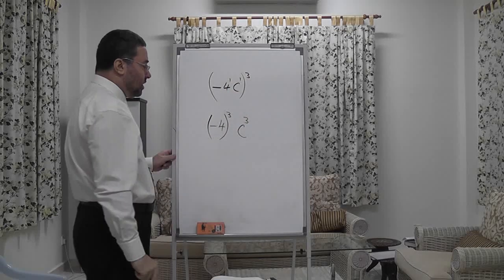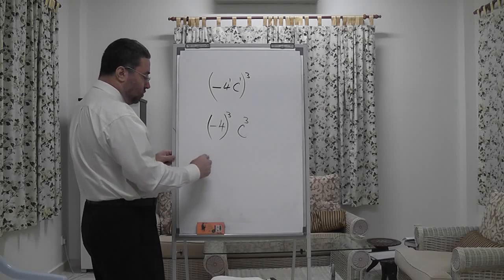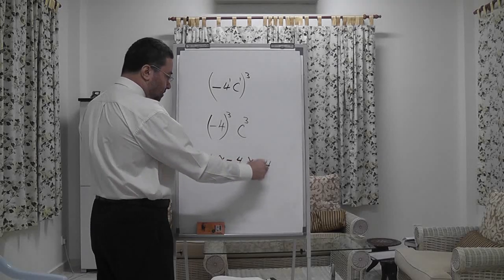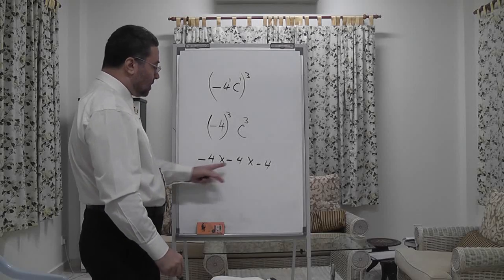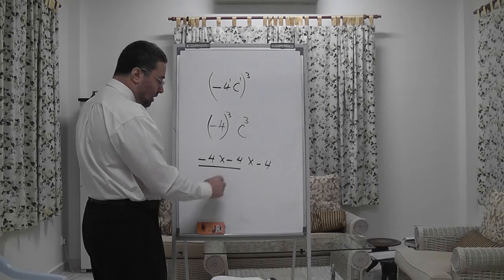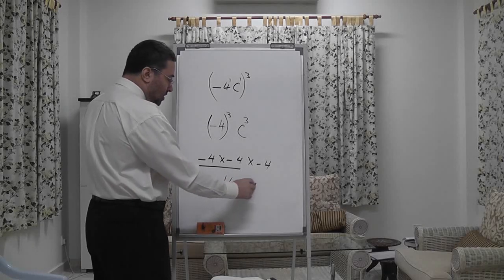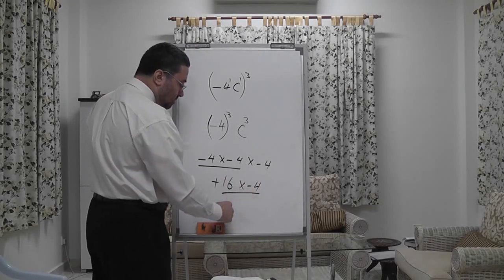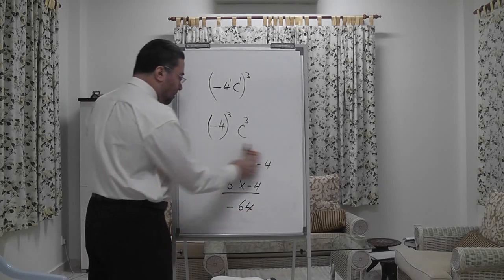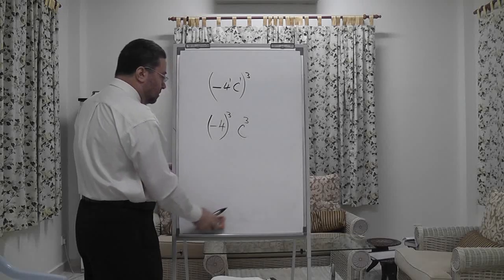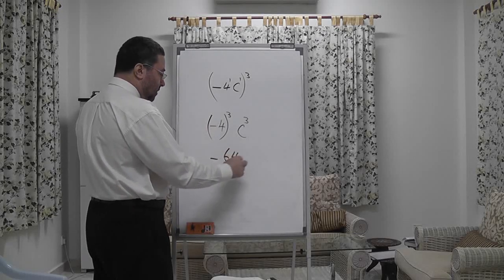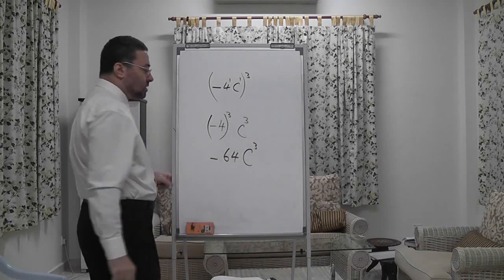Now we have to deal with this. That will be minus 4 times minus 4 times minus 4. And in this case, minus 4 times minus 4, these two will give us plus 16, times minus 4, and that will give us minus 64. So we can replace this with minus 64. And this stays as c cubed.